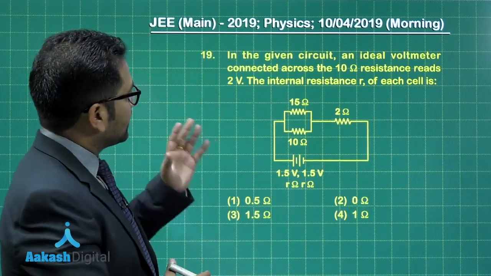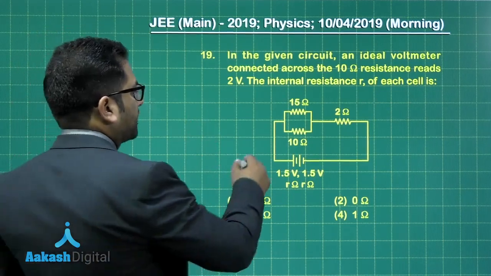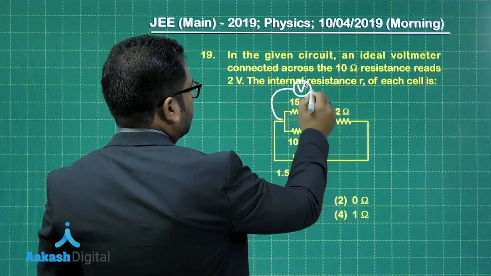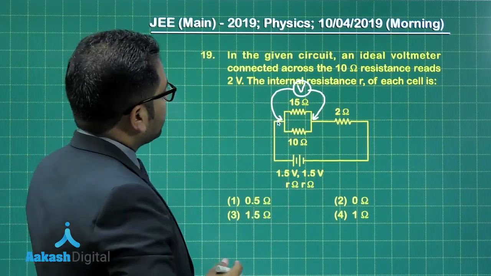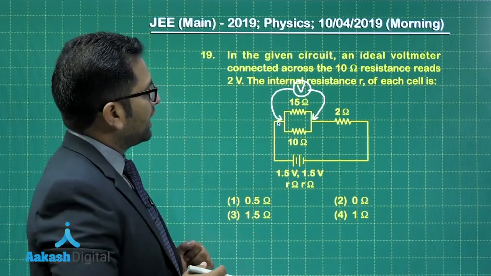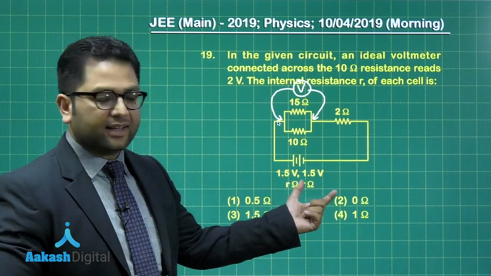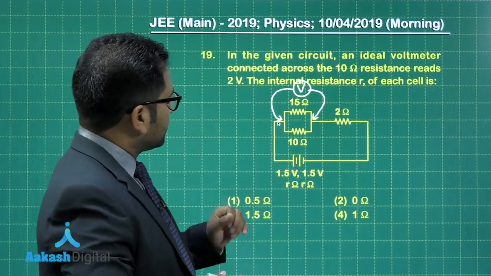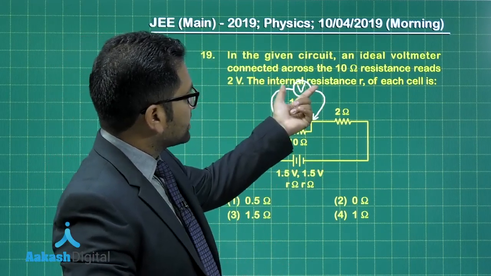So here it says, in the given circuit, an ideal voltmeter is connected across the 10 ohm resistance. So here is that ideal voltmeter. The resistance would be infinite. The ideal voltmeter reads 2 volt, and we need to calculate the internal resistance R of each cell. There are 2 cells which are connected in series. So let's see, the infinite resistance, quite obviously, is an open circuit.